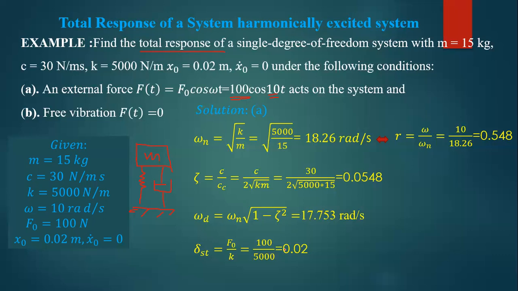Let's find the natural frequency of the system, that is the square root of k over m, which gives us this value. And the forcing frequency is already given, 10. So 10 over ω_n is equal to r, and this is what you call the frequency ratio.